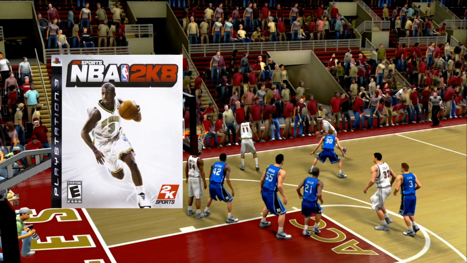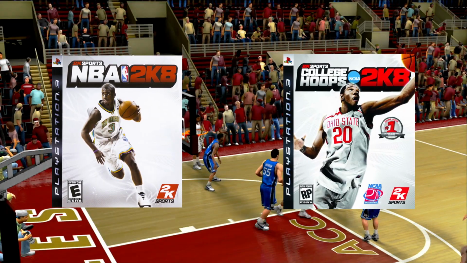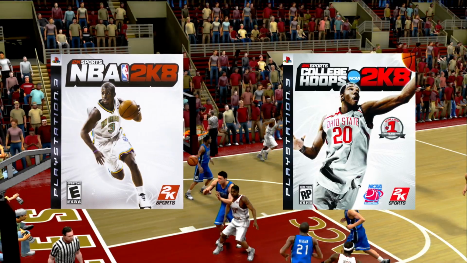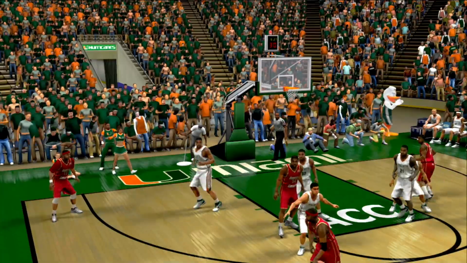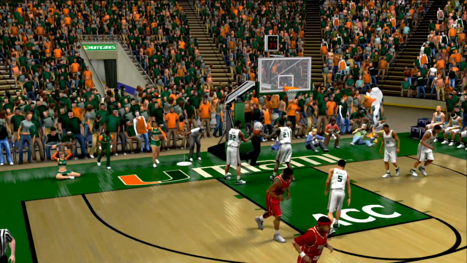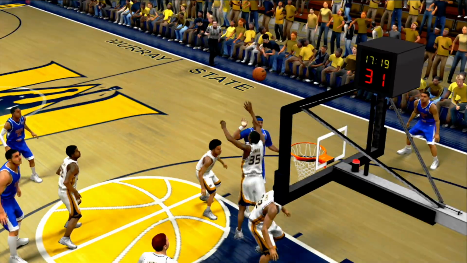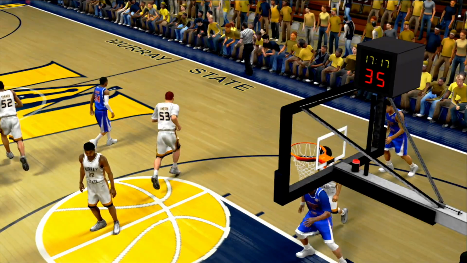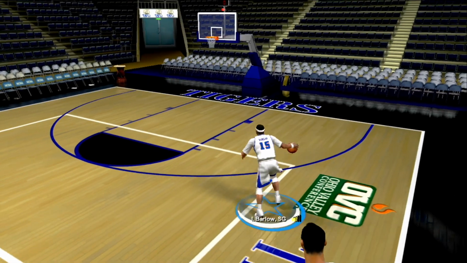NBA 2K8 and College Hoops 2K8 were released a bit more than a month apart in the fall of 2007, and 2K did something unique that was never going to get replicated in basketball games after. They allowed you to transfer the draft classes coming out of your College Hoops legacy mode every season to NBA 2K8 for prospects to be drafted.